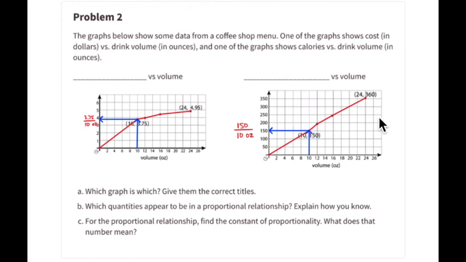So it might cost you less money per ounce if you buy a larger cup of coffee. You can't change the relationship for calories. That is fixed. There's nothing that you can do about that. You have so many calories per cup of coffee. So which graph goes with which?